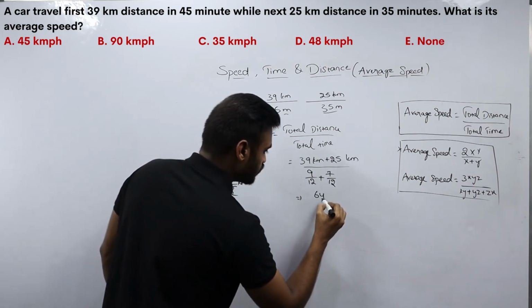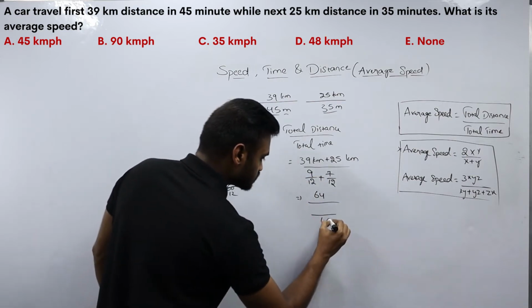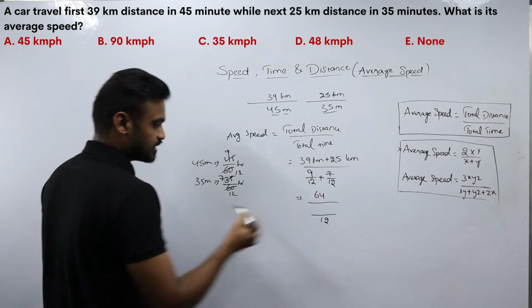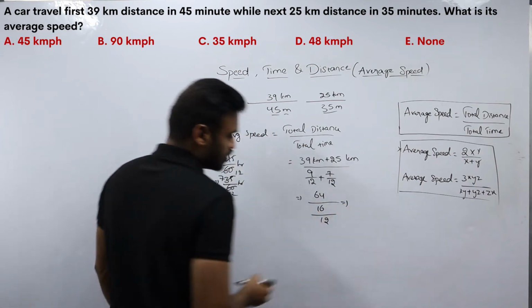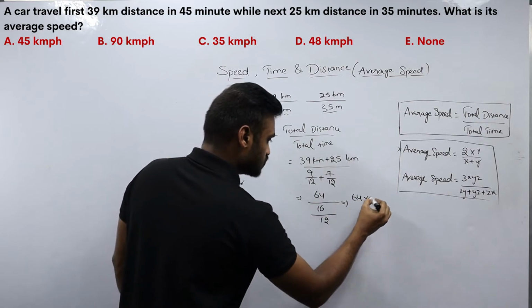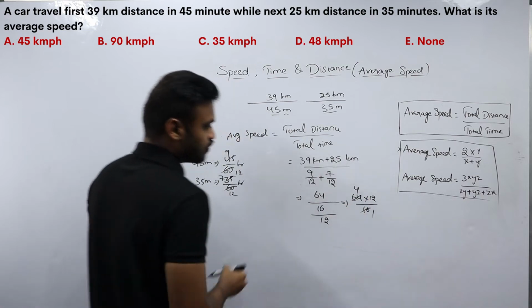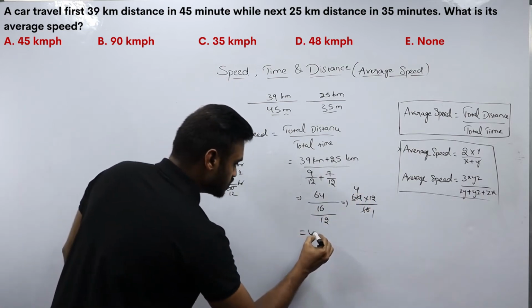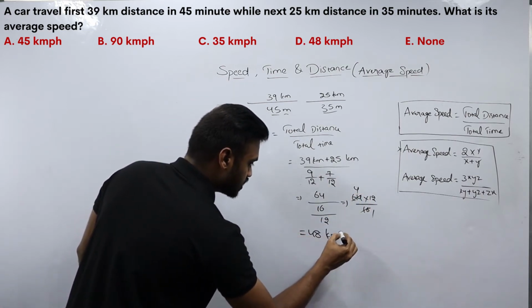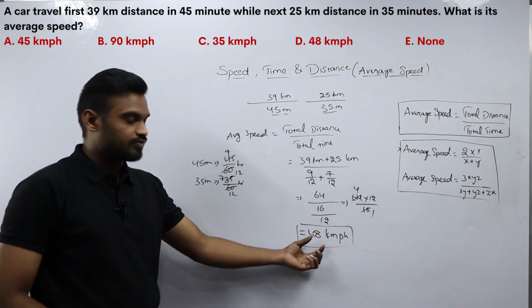So 64 kilometers by 9 by 12 plus 7 by 12. The LCM will be 12 here, and 9 plus 7 is 16. So if I send this 12 to the top, I will get 64 into 12 by 16. 16 ones are 16, 16 fours are 64, and 12 fours are 48. So the average speed is 48 km per hour. This is the average speed of the car.